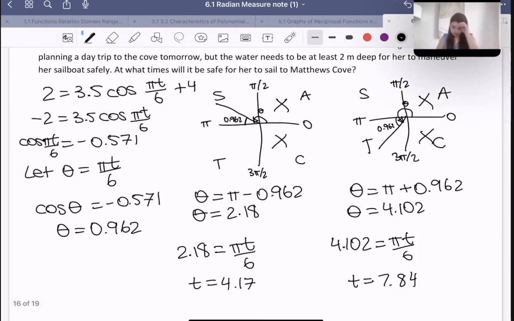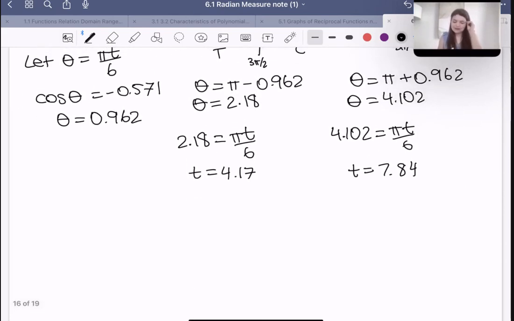So this first one is 4.17, so that means 4 hours after midnight plus 17 out of 60, however many minutes that corresponds to, and that is approximately 10 minutes. So that would be 4:10 a.m. is the first time where we hit exactly 2. And this one would be 7 hours and 84 out of 100, which is what over 60? About 50 over 60. So 7:50 a.m.